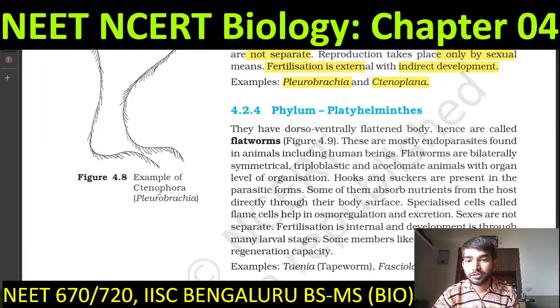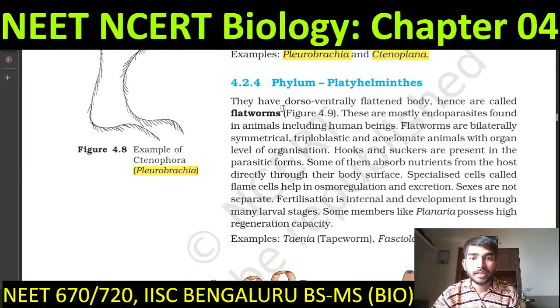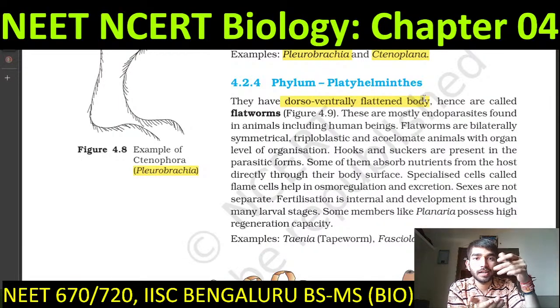And here the structure is shown of Pleurobrachia, which is one of the other examples spoken of here. Next phylum is Platyhelminthes, dorso-ventrally flattened body. Like the front and back is flattened, not anterior-posterior. Anterior-posterior meaning their head and tail side. That is not flattened. The back and the stomach belly side is flattened.